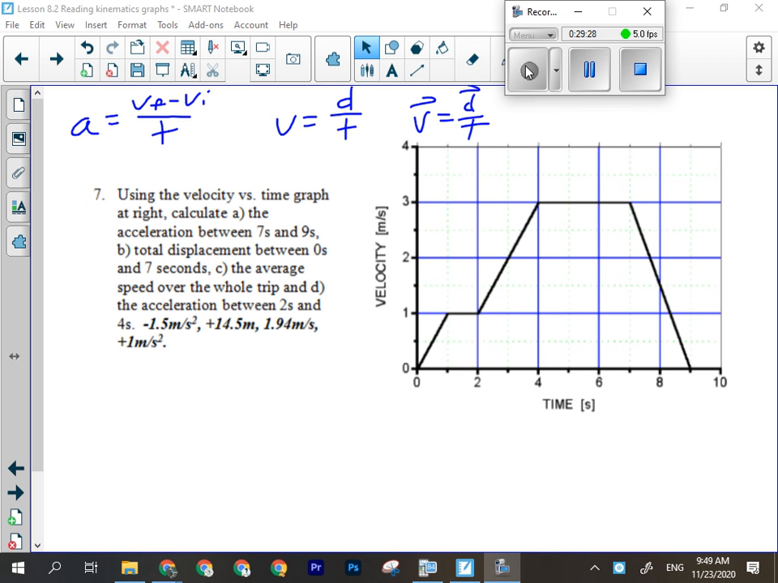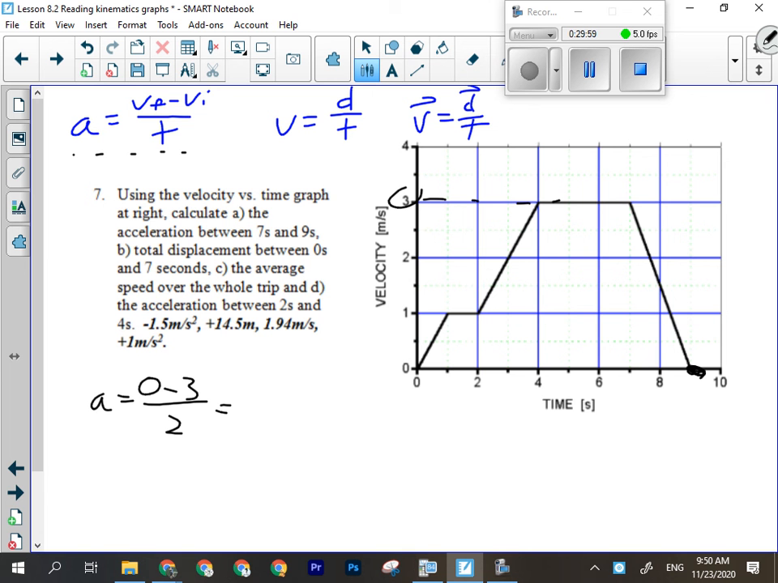Part A wants us to calculate the acceleration between 7 and 9 seconds. So essentially, I'm using this formula to calculate the slope of that line, how much and how quickly I change my velocity during that section. A is going to equal VF, which is 0, because that's where this thing ends, right down here at 0, minus VI, which is 3 meters per second. That takes place over 2 seconds. So we're going to get an acceleration there of negative 1.5 meters per second squared.